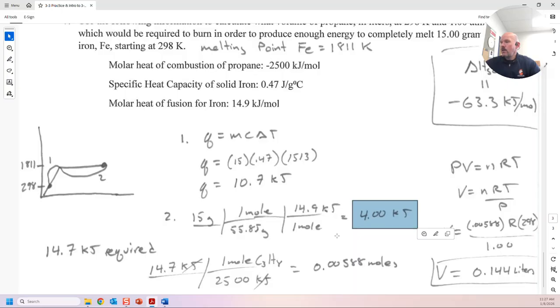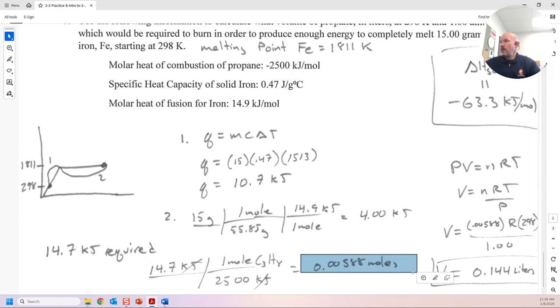So this value plus this value is the total energy I need. Okay. And then, so what I would do is I would take that energy and I would divide it by the heat of combustion for propane. And that would tell me how many moles of propane I need, right? Because it's 1 mole of propane for all that energy released. Okay. So 1 mole of propane gives me 2,500 kilojoules of energy. I only need 14.7. So I don't need that many moles of propane.